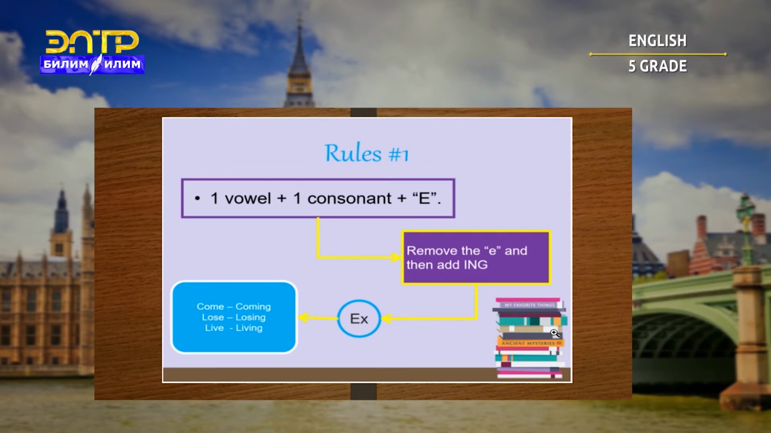And the first rule says, if the word has one vowel, then consonant, and the word ends in E, we just remove the E and then add ing. For example, in the verbs come, lose, and live. Here, we are just removing the last letter E. Come, coming, lose, losing, live, living.